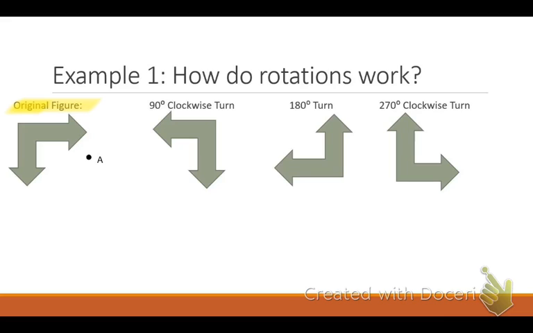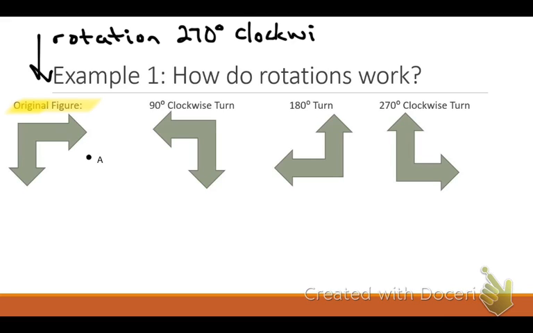All right, so what it would look like on a quiz is it would say, here's your original figure. What would a rotation clockwise, or I would say 270 degrees clockwise look like? And you would have to pick the third figure. Okay, so you're going to pick the figure that matches with the rotation that it's calling for. Does that make sense? Okay, so it's all about visualizing.